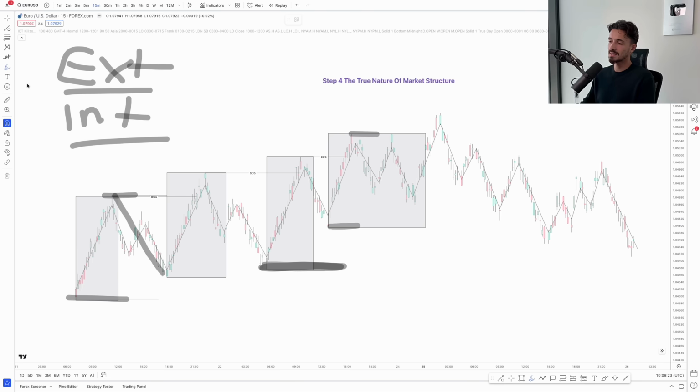We are expecting that price will have a pullback, give us confirmation, and then continue trading higher. That's exactly what price does. Price breaks structure to the upside again because we are bullish, right? We've had one, two, three.